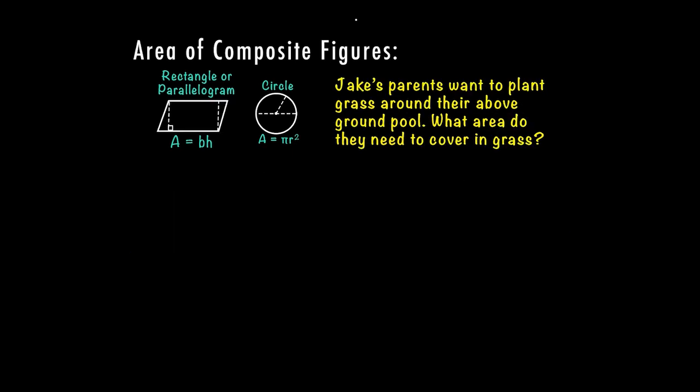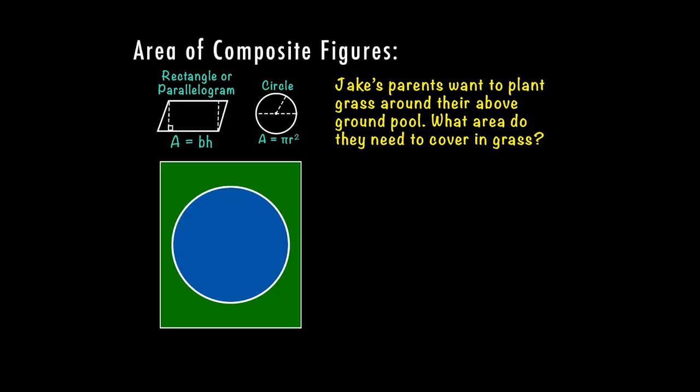For this last example, we have Jake's parents, and they want to plant grass around their above ground pool. So the pool looks like it's in the middle of the yard, and we want to figure out how much grass they're going to need in order to plant in that area around the pool. So that would be the green area. So we just need to label everything so that we have our distances, and we have to find the area of the rectangle, the area of the circle, and then subtract those to find what amount of grass that they need to order. We have our area formulas up at the top.